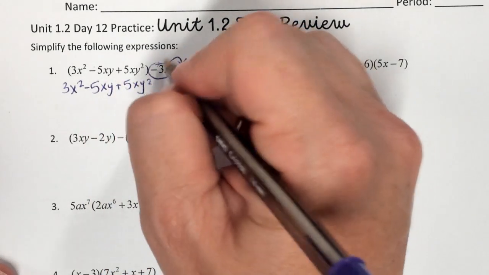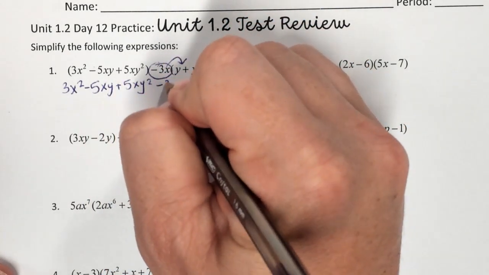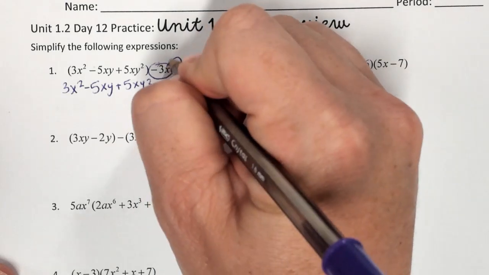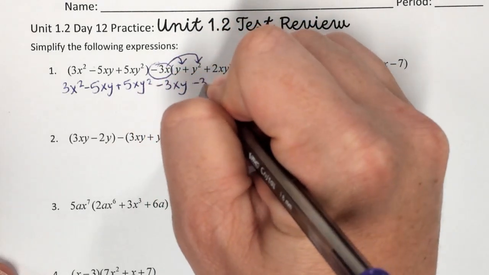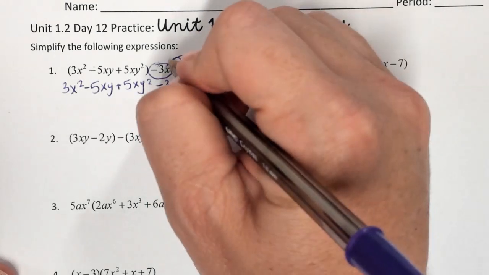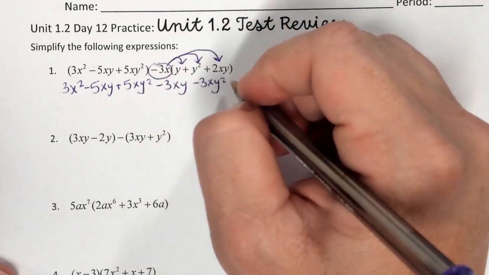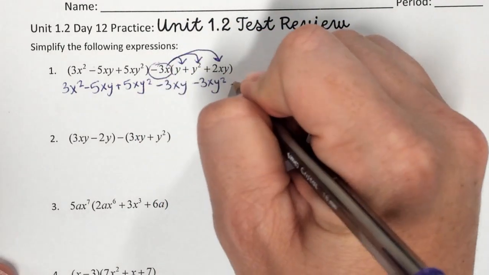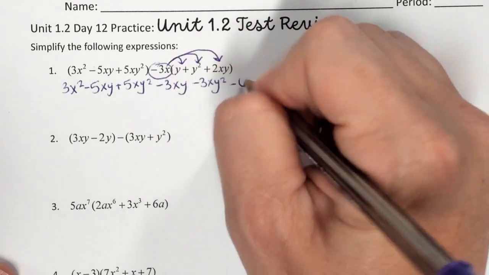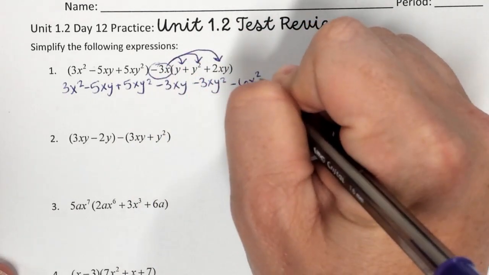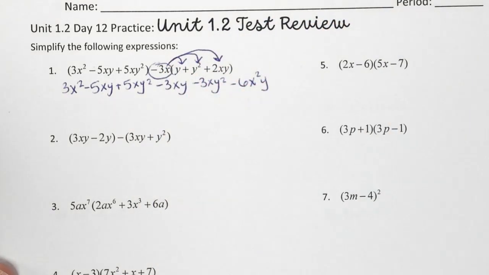And then here we're distributing. So negative 3x times y is negative 3xy. Negative 3x times y squared is negative 3xy squared. Negative 3x times 2xy, well, negative 3 times 2 is negative 6. There's x twice, and then y once. So now we're done distributing, and now we have to combine like terms.